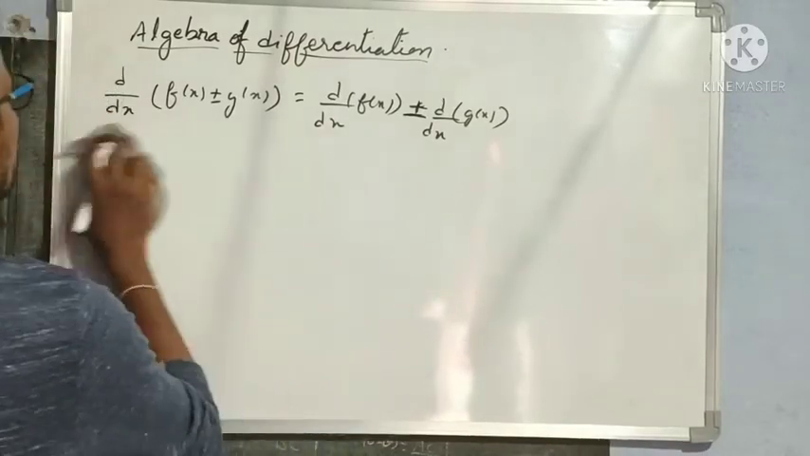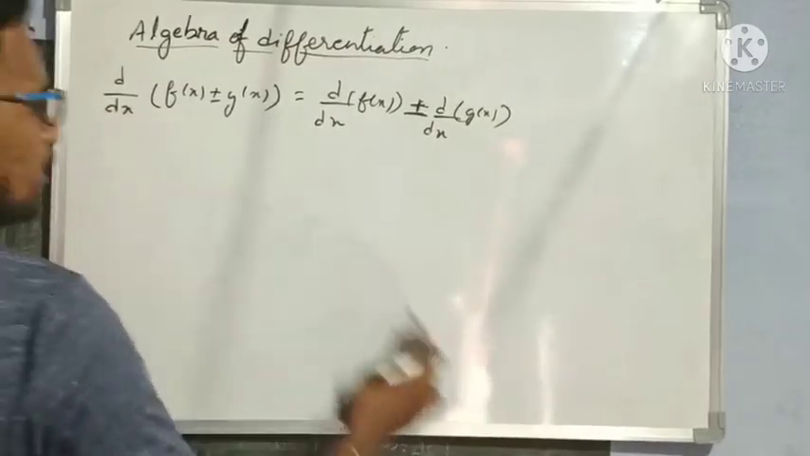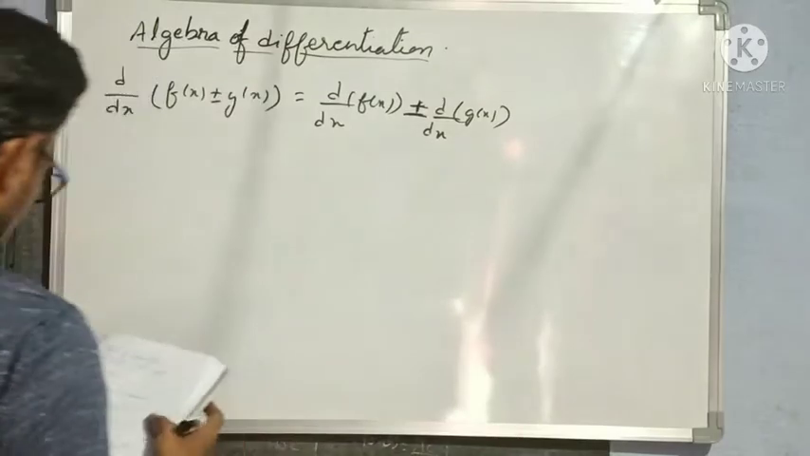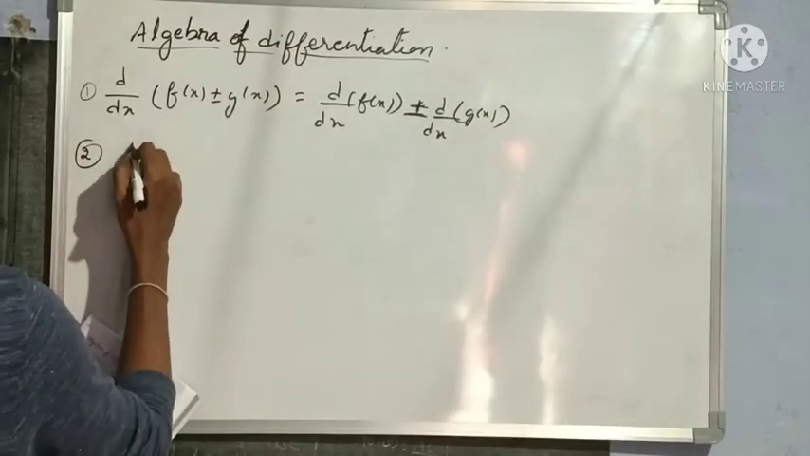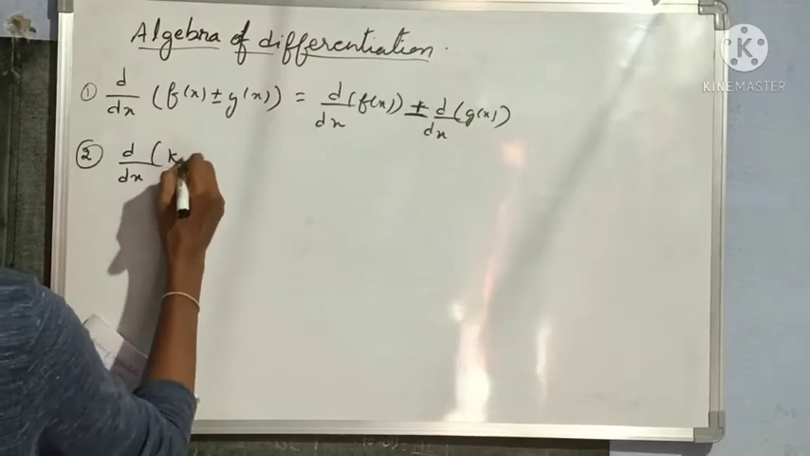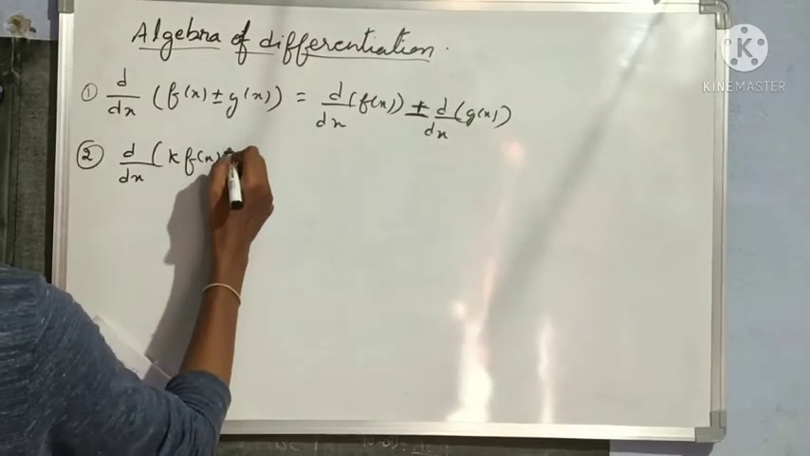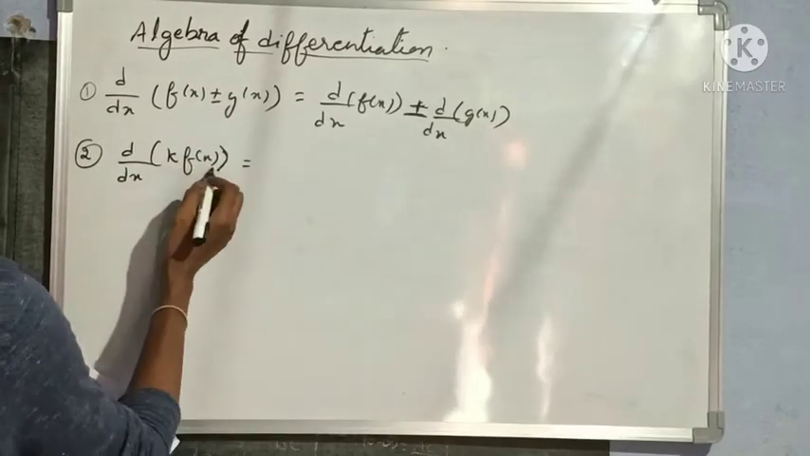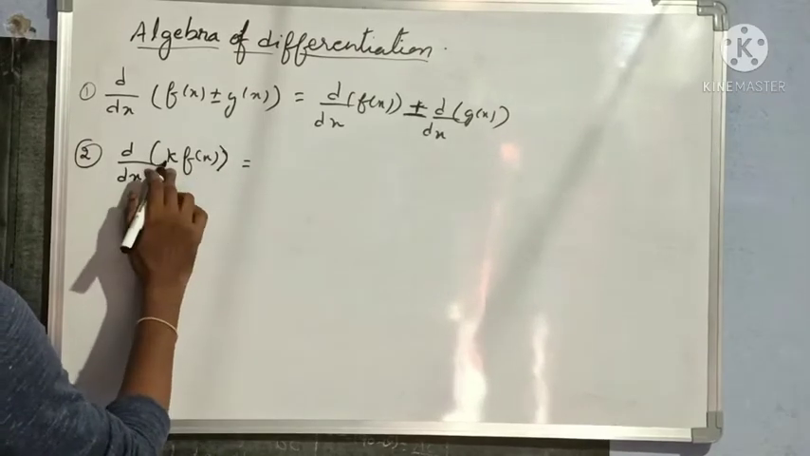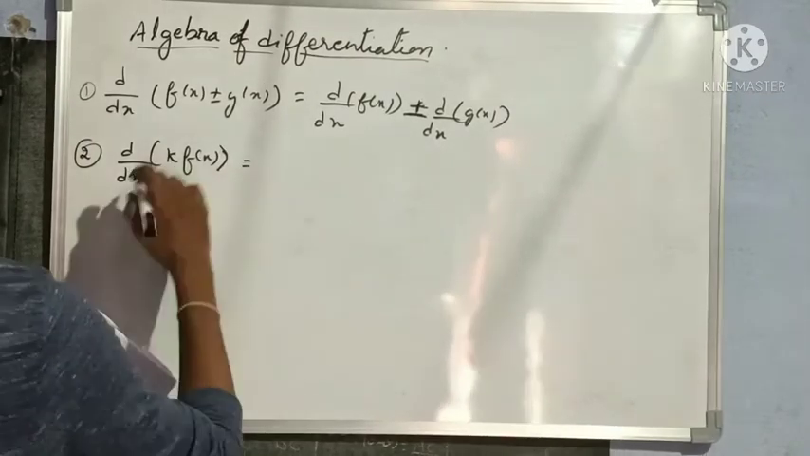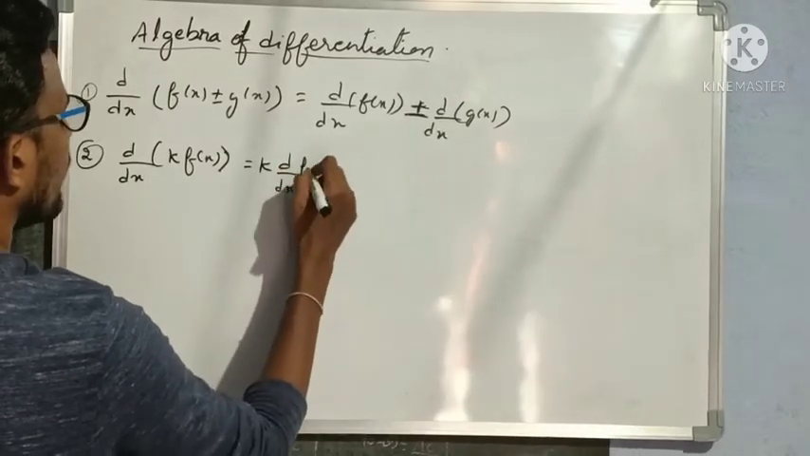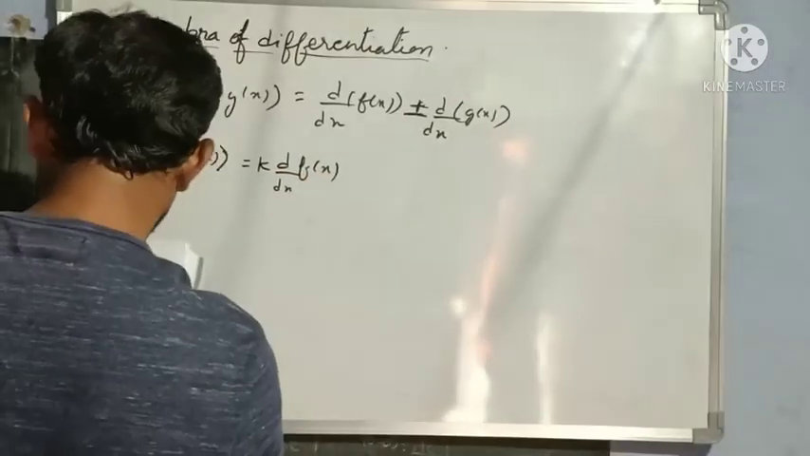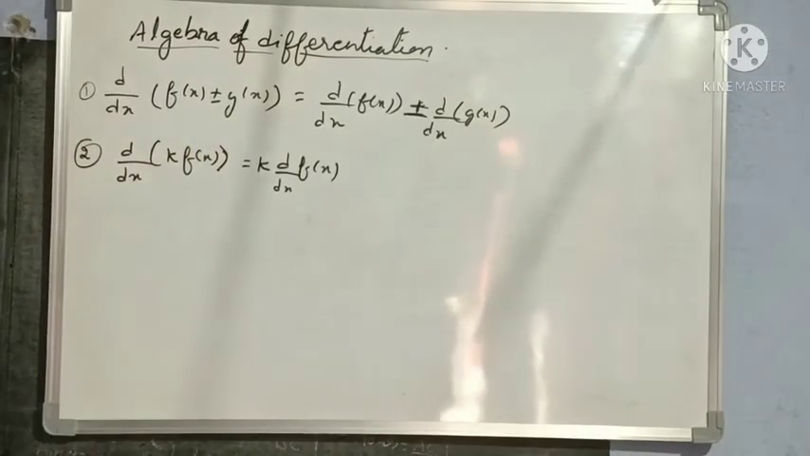Next rule. This is the first one, and the second point, d by dx of k f of x. K into f of x is nothing but the function f of x multiplied by a constant. Then what you have to do is keep that constant aside and differentiate the function: k into d by dx of f of x. So now let us see this with an example.